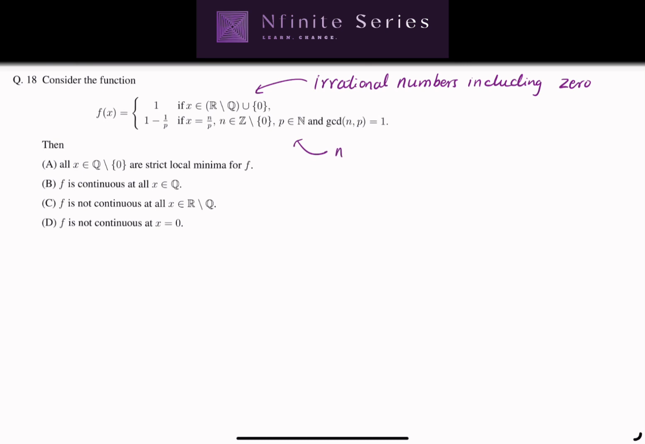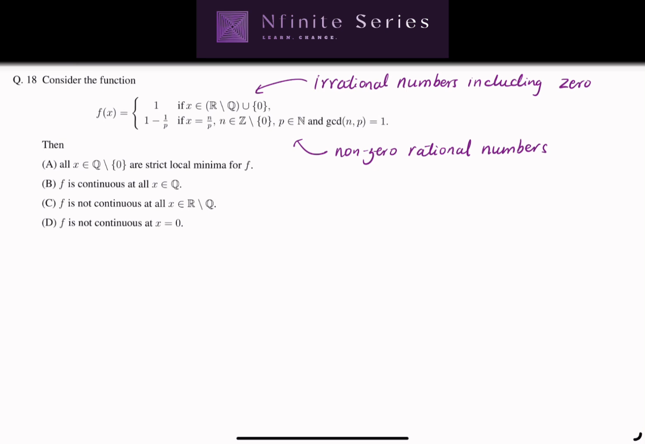In the second part, the function is defined over all non-zero rational numbers in the following fashion. It uses a unique representation of rational numbers where any non-zero rational number x can be written as n by p for some non-zero integer n, and a natural number p such that the GCD of n and p is equal to 1, meaning n and p have no common divisor.